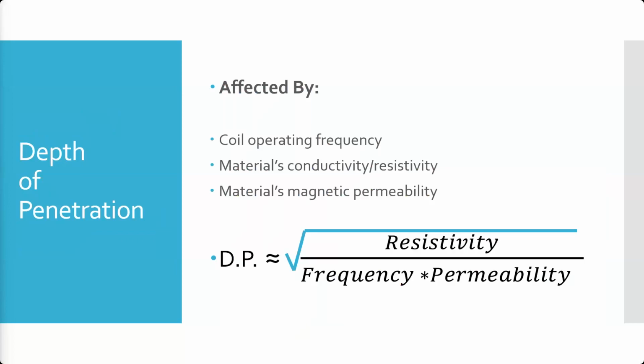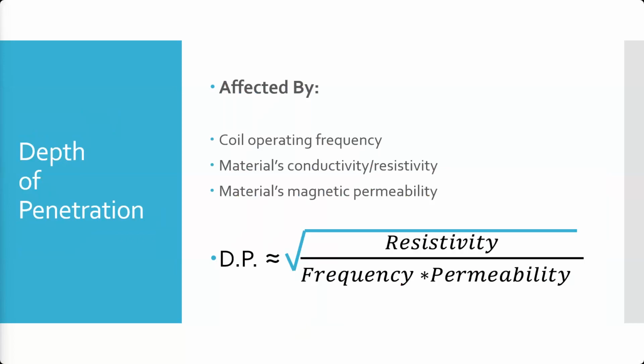What's a high permeability material? What's something that's easy to magnetize? Iron, right? What's a low permeability material? What's something that's hard to magnetize? Brass, copper, any of those non-ferromagnetic materials. Aluminum, right? So our depth of penetration, on a given material, what I'm getting at is we can't control the resistivity, we can't control the permeability. Those are set by a given material.